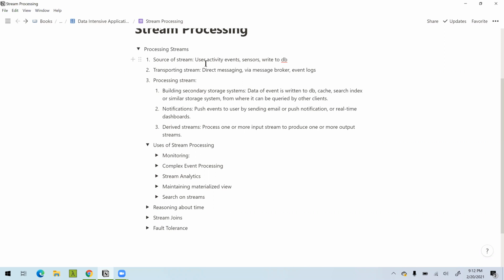Now, once you have the source of stream, you want to transport that stream. By transporting, you want the stream to be moved from one place to another, right? And there are three ways we saw to transport it: direct messaging, via message broker, and via event logs. And the analogy that I have in mind is, let's say you have to transport a mail from one place to another. So there are three options.